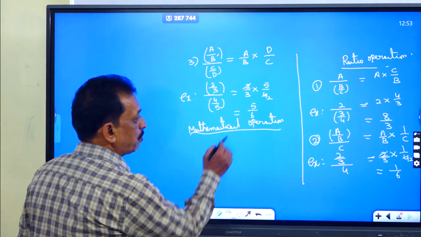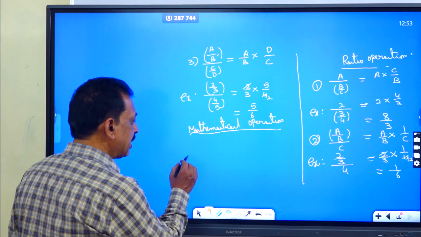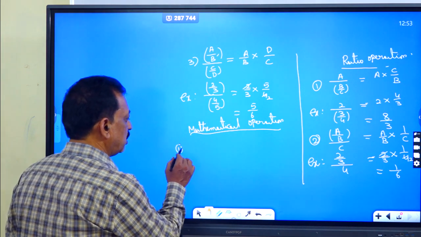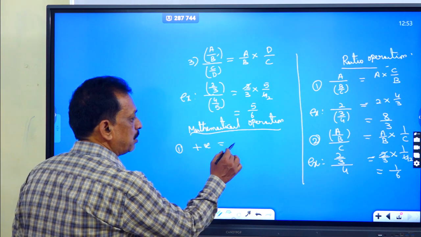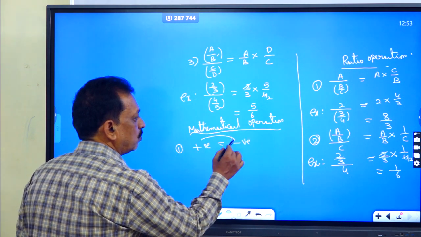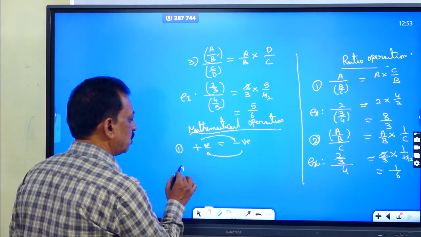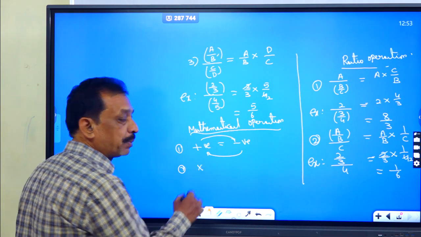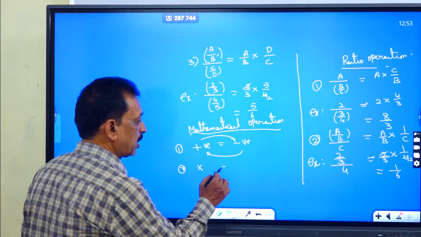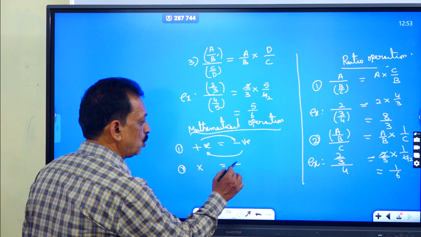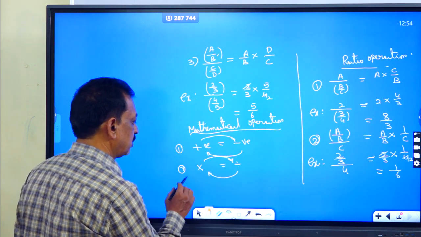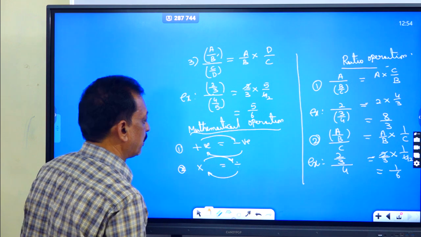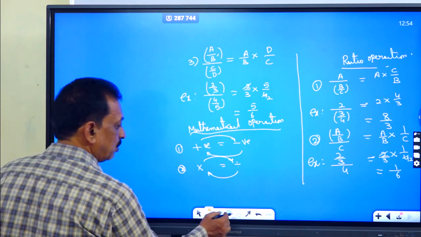Anyhow, now the mathematical operation. In that, see the first one. If you take a positive to the right side, it becomes a negative, and negative becomes a positive. Second one, multiplication. If I take it to the right side, it becomes a division. Division becomes a multiplication, whatever it is. So this, okay.